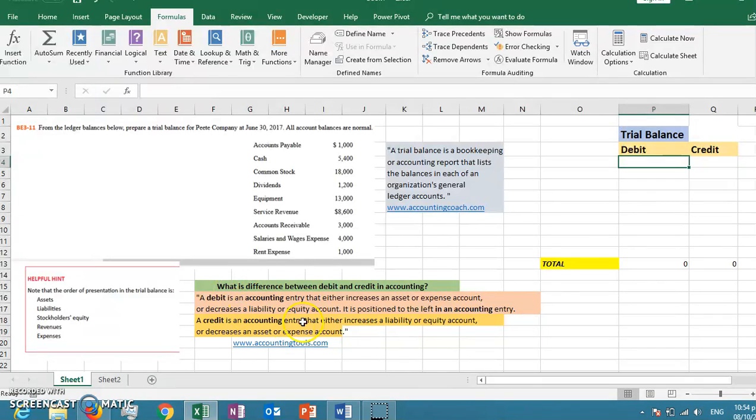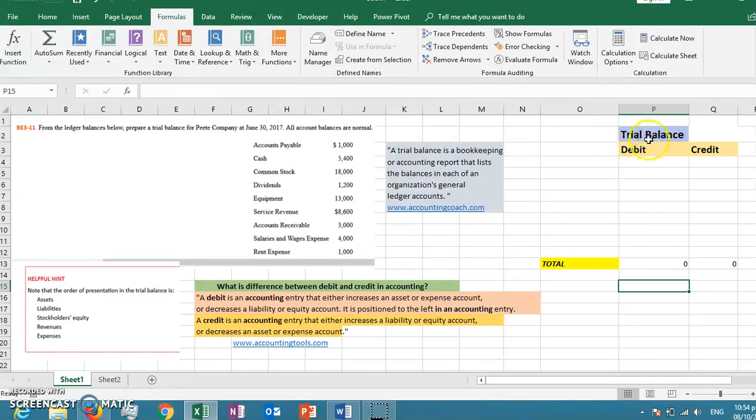I have the definition over here. I found it at accountingtools.com, and I quote, what is the difference between debit and credit in accounting? A debit is an accounting entry that either increases an asset or expense account or decreases a liability or equity account. It is positioned to the left in an accounting entry, as you can see over here. A credit is an accounting entry that either increases a liability or equity account or decreases an asset or expense account. The credit is over here on the right.